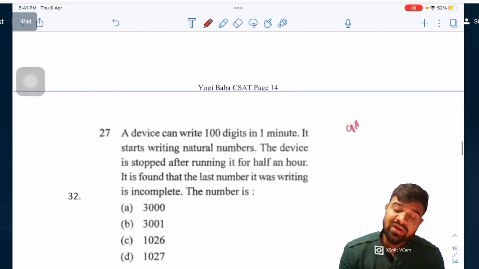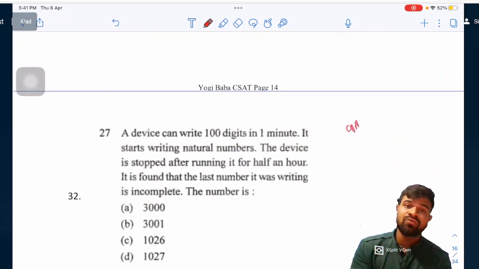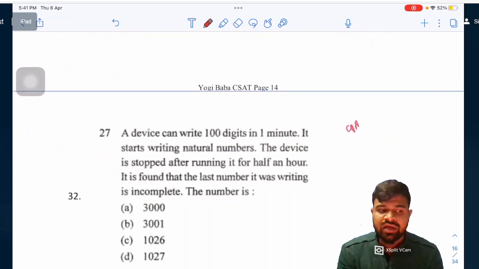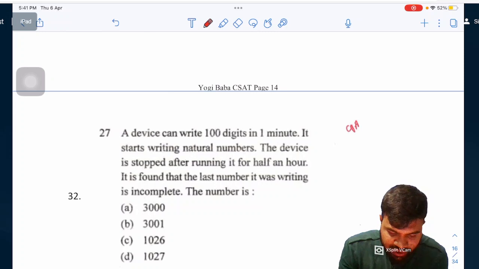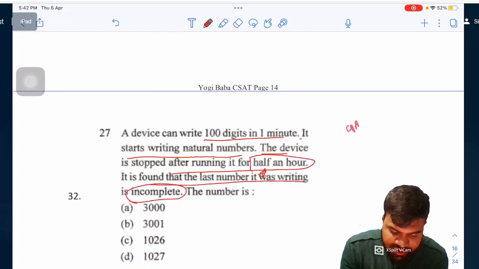This is a simple counting question, and I want you to do it like this only because there is no other, simpler way to do this question. Okay, this is a typical question that is often repeated. A device can write 100 digits in 1 minute. Start writing natural numbers. The device is stopped after writing for half an hour, and it is found that the last number is incomplete.